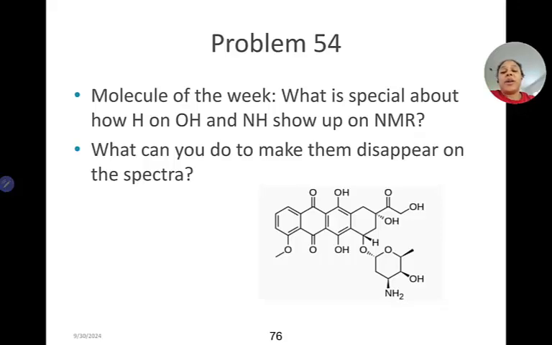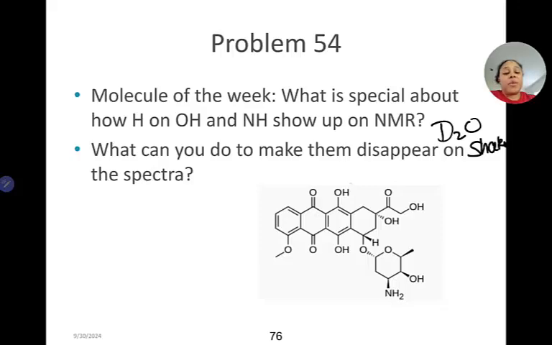So whenever you have OHs and NHs on a molecule, on NMR, sometimes they're a little bit confusing, so we can do something to make them show up, which was called the D2O shake. So what we're going to do here is identify all the groups that will disappear with a D2O shake. So remember, all of those are NHs and OHs and nothing else.